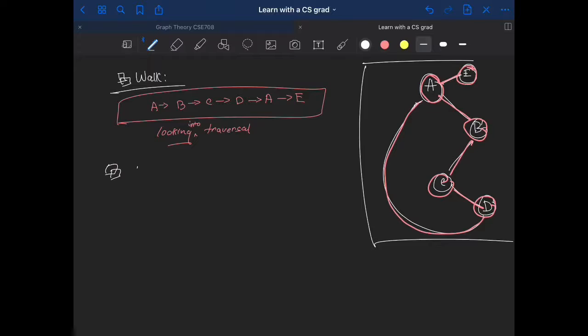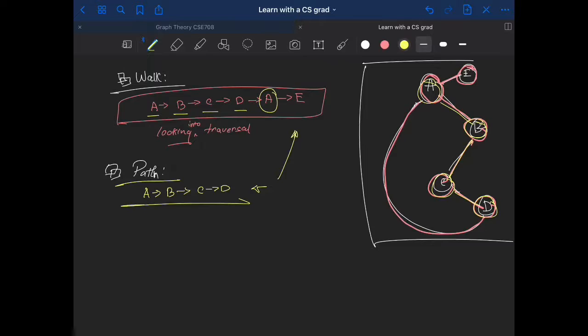Now we have a path. So what is a path? A path is basically a sequence of nodes that you traverse through. However, in this case we do not have any repeated vertices. So let's say we go from A to B to C to D, and we stop. Here, do we have any vertices that are repeated? No. So this is called a path. If you look at the previous example, we go from A to B to C to D. All of this is okay. We are not repeating any vertices.